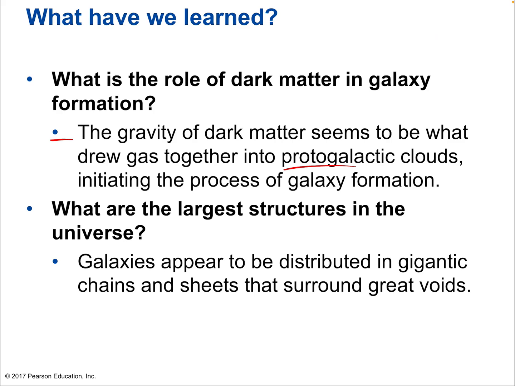You can kind of see that dark matter plays a role in explaining a lot of phenomena that we see with no better explanation, okay? So this indicates the process of galaxy formation. What are the largest structures in the universe? Well, galaxies appear to be distributed in gigantic chains, right? Those tendrils and sheets that surround great voids where there are no galaxies, all right? And that composition, that look to the universe definitely matches up with our understanding of dark matter.